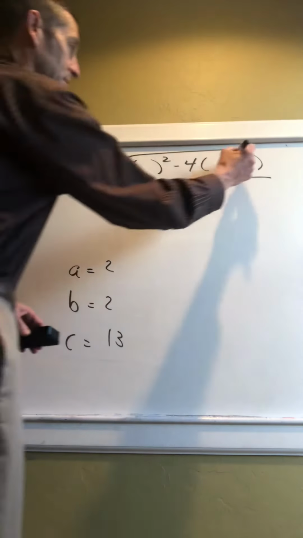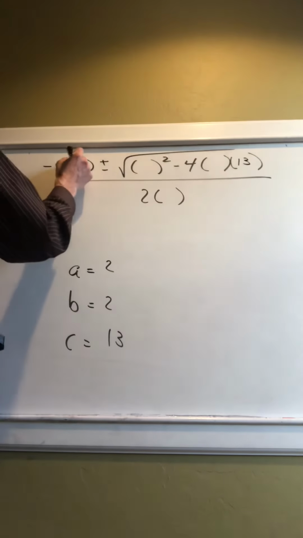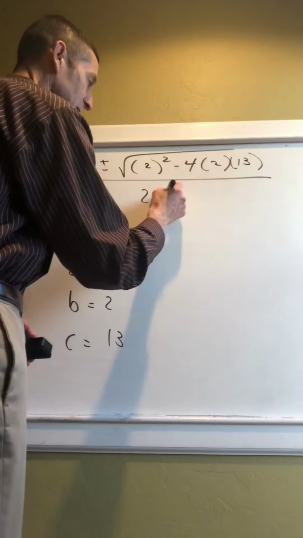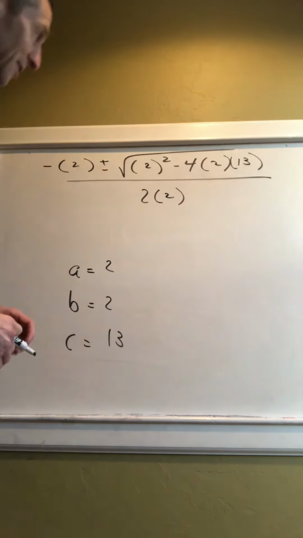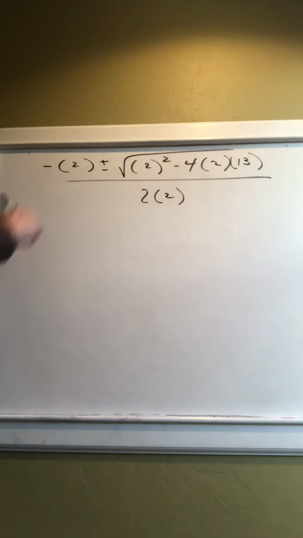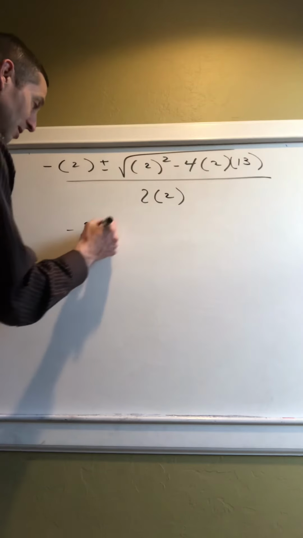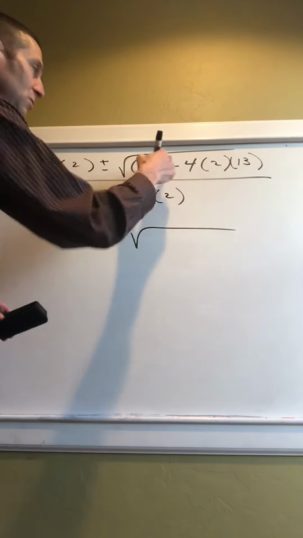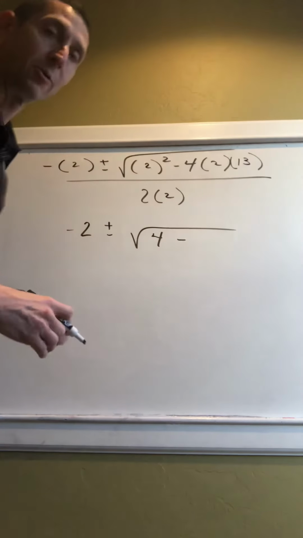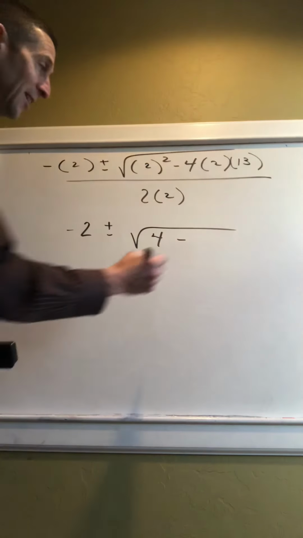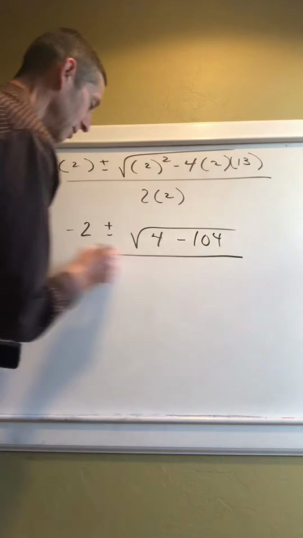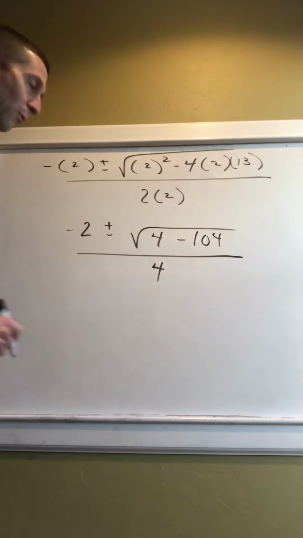Gosh, the C's a 13. The A's and B's are both 2's. Well, that's the easiest substitution we've done all day. Maybe I was wrong. Maybe these problems aren't going to be hard today. Okay, let's get it cleaned up. Negative 2 plus or minus the square root of 2 squared, that's 4. Right now you're struggling. You're like, 4 times 2 times 13, I don't know what that is. Let's go 104. And all this is over 4.